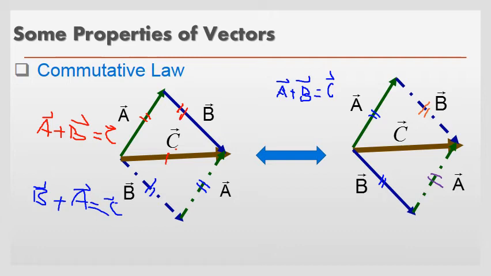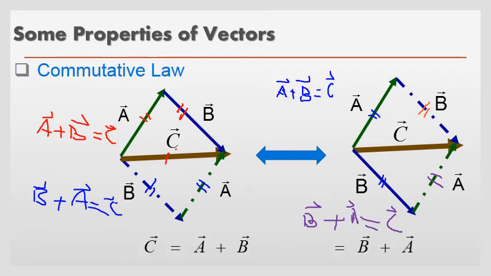So in such case, if we add B plus A in the parallelogram method, this will give us the vector again C. So again here, if we add A plus B, we will get the same result as B plus A. This means that the addition of A plus B commutes with the addition of B plus A, which means it is the same.